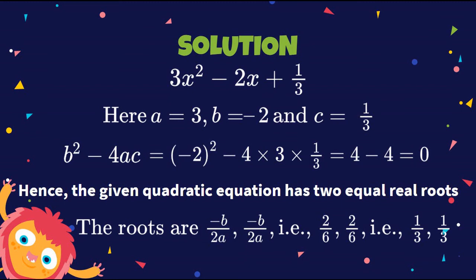So in this particular question, we have the value of b as minus 2. So minus of minus 2 would become plus 2, and 2a, the value of a is 3, and if we multiply it with 2, then we are going to get 2 by 6. The roots would be 2 by 6 and 2 by 6, and if you try to further simplify it, the values would be 1 by 3 and 1 by 3. Hence, this equation has two equal real roots, and we have found out the roots too, which are 1 by 3 comma 1 by 3.